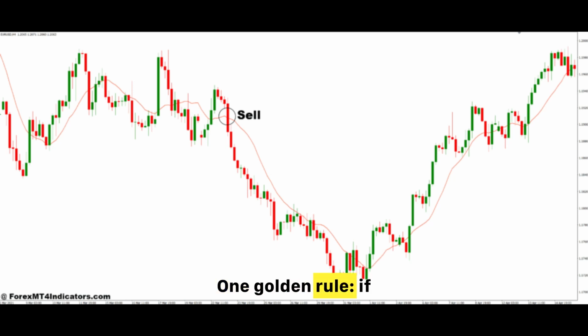One golden rule. If the EMAs are tangled together with no clear direction, stay out. That choppy zone is where most losses happen. Never risk more than 1 to 2% of your account per trade. The moving average confirms trend. It doesn't predict reversals, so always pair it with a solid stop loss and proper position sizing.